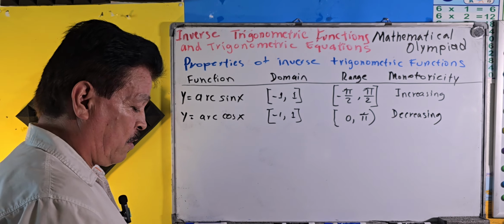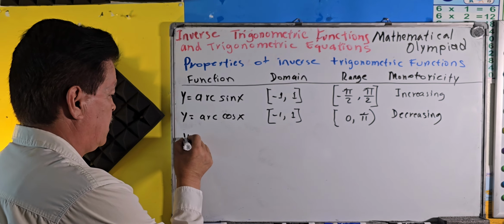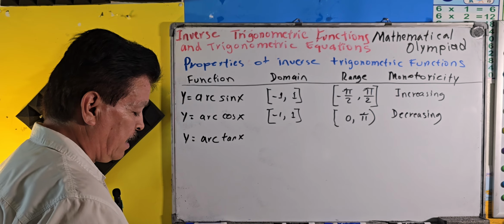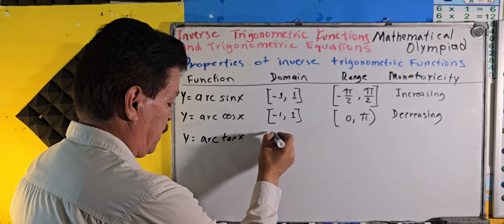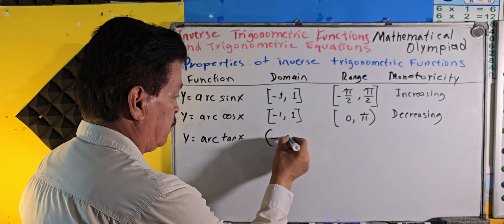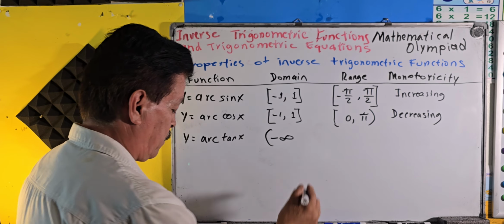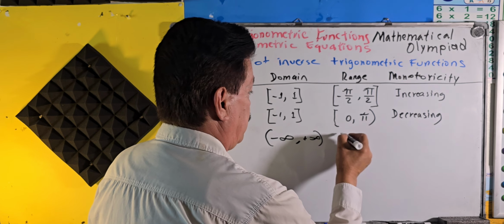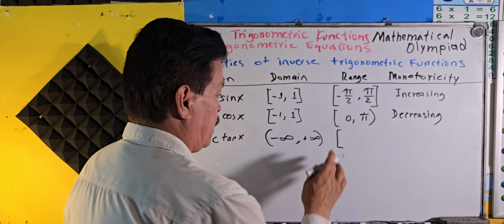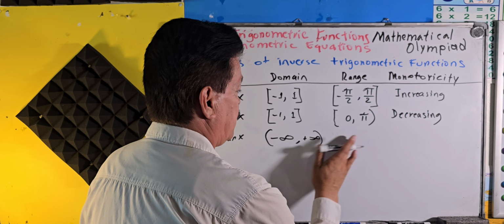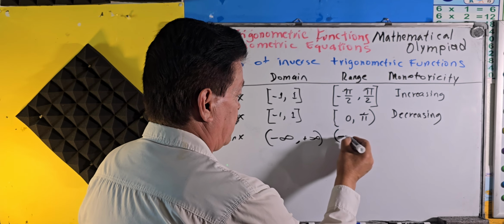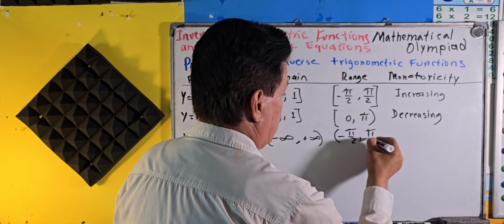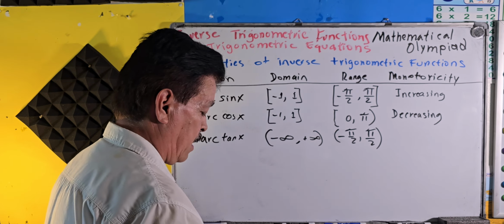All right, we have another one, y equals arctangent x. The domain is negative infinity to positive infinity. The range is a different meaning: negative pi divided by 2 to positive pi divided by 2. Okay, this is increasing.